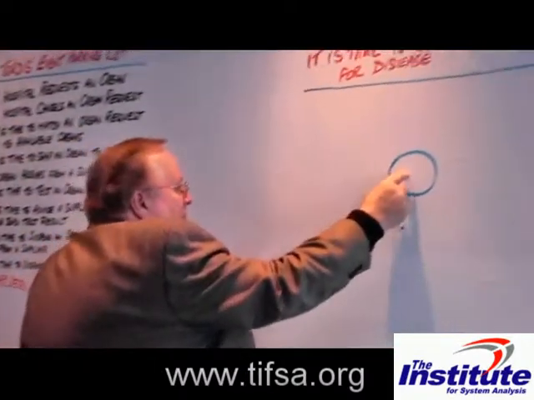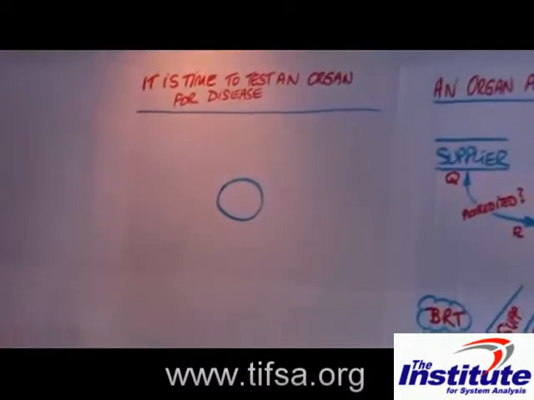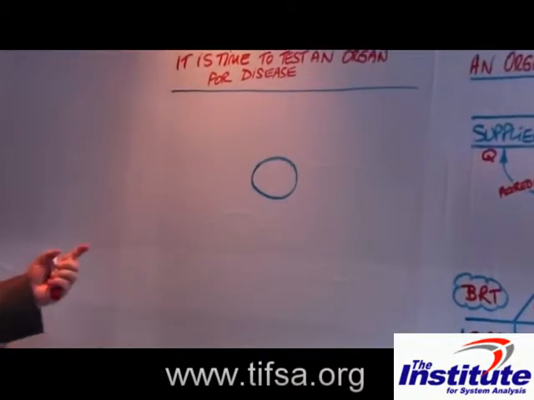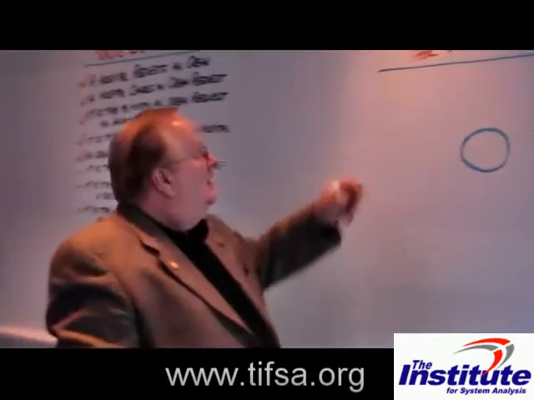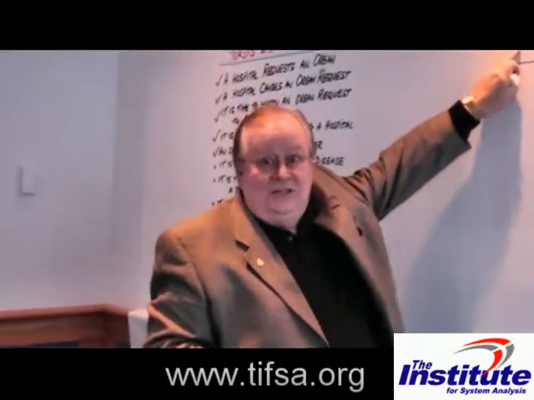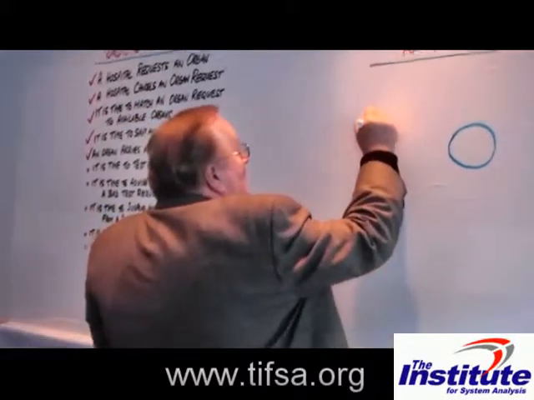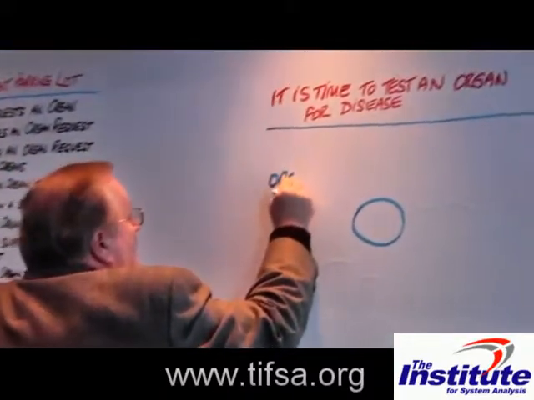So I'm going to draw the circle. I'm going to leave it unlabeled until we're done. The first question, of course, is how do we know that it's time to test an organ for disease? Well, we know it's time to test an organ for disease because we have an organ that hasn't yet been tested. So I'm going to put the organ here.